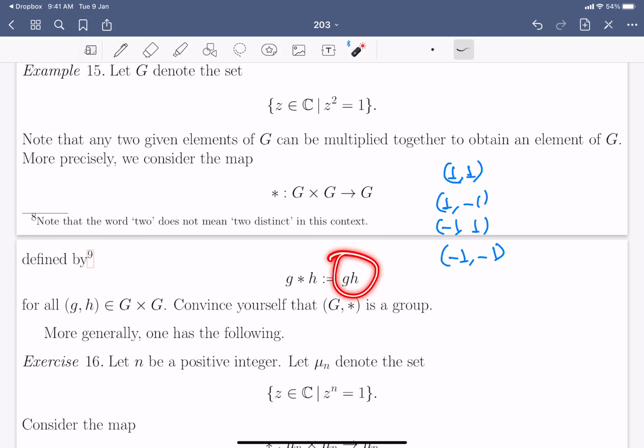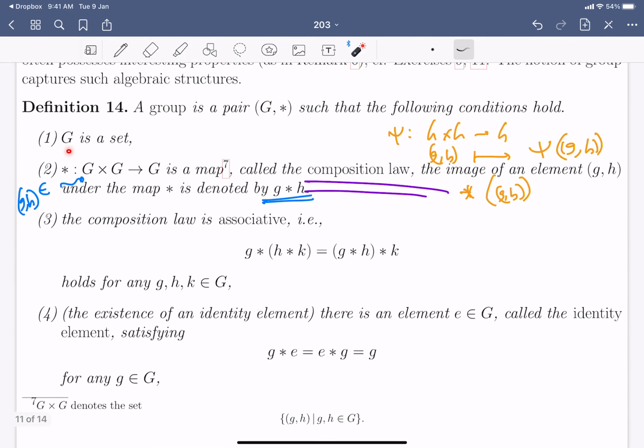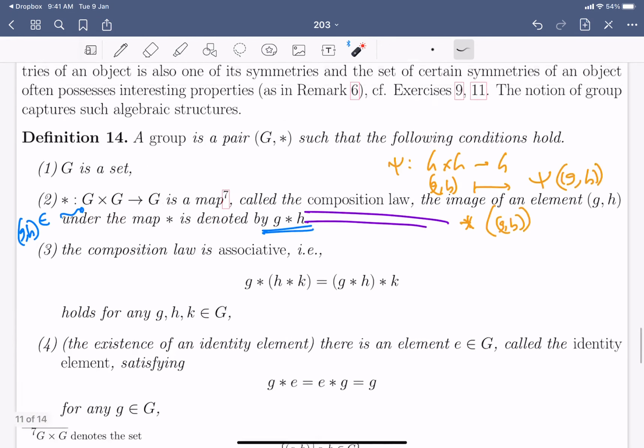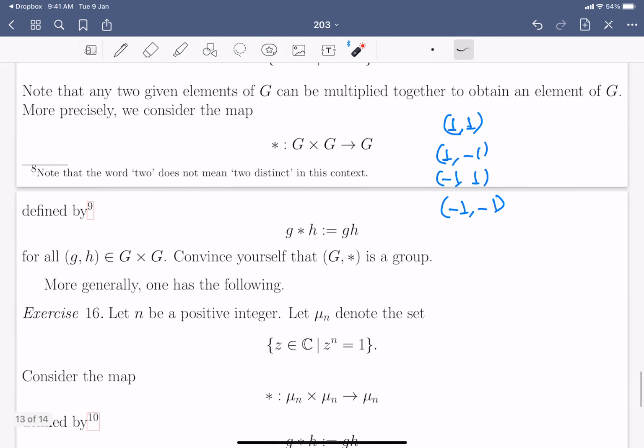On the other hand, if we had set g composed h to be g plus h, then we would be in trouble. For instance, if we add minus 1 and 1, then you will not get an element of G. So it is important to first show that the map that we have defined is indeed a map, in other words, that it lands within G. That is something important that you need to verify, and the rest of the properties will follow, at least for the specific examples. So please try to do it.